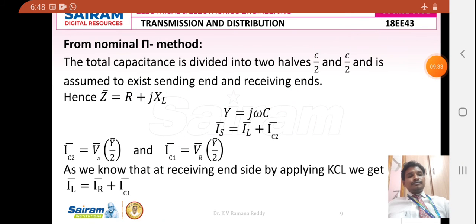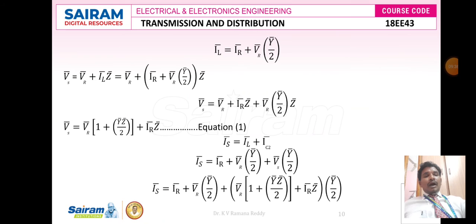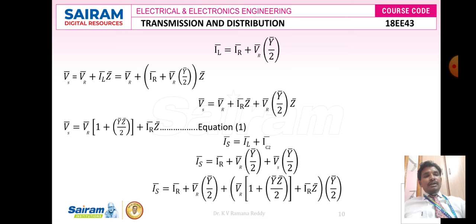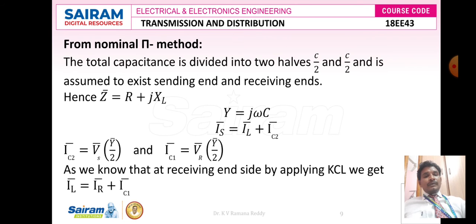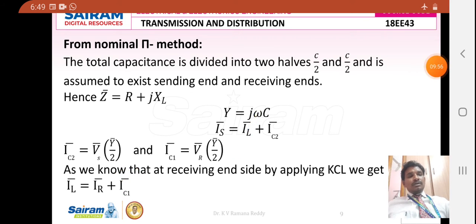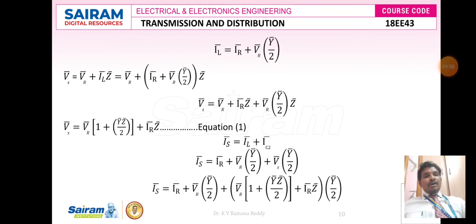Now IL bar is equal to IR bar plus IC1 bar. For that IC1 bar, I can write VR bar of Y bar by 2. VR bar of Y bar by 2, this formula I am substituting in place of IC1 bar. So the simplified equation becomes like this here.